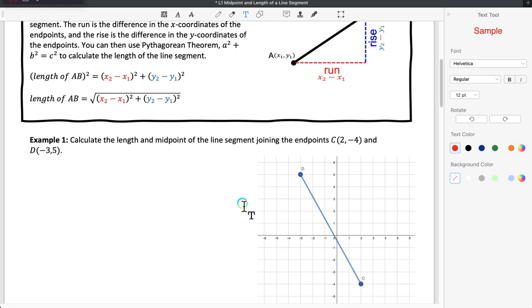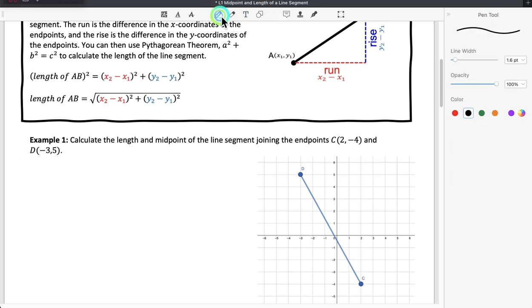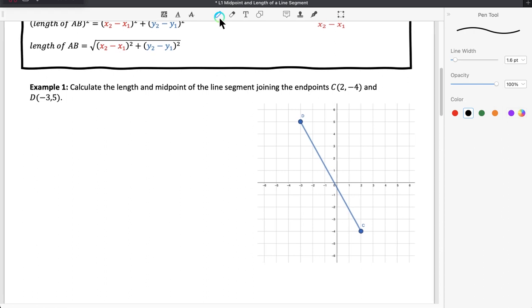So then, let's try doing example 1. Calculate the length and the midpoint of the line segment joining the endpoints C, which is (2, -4), and D, which is (-3, 5). We can figure out what the midpoint of CD is because we have the coordinates of C and D. So, let's figure it out.